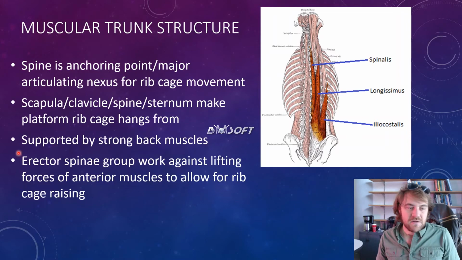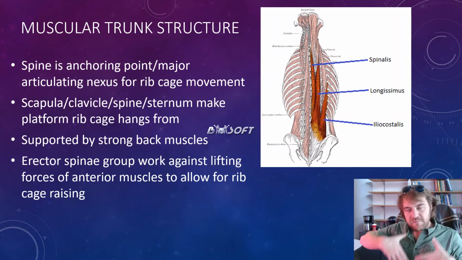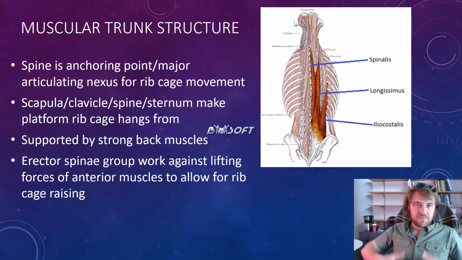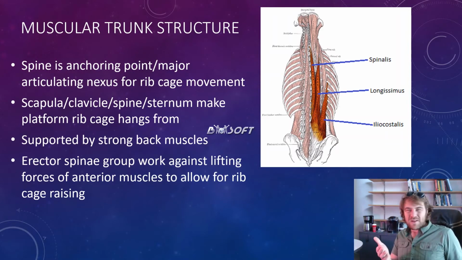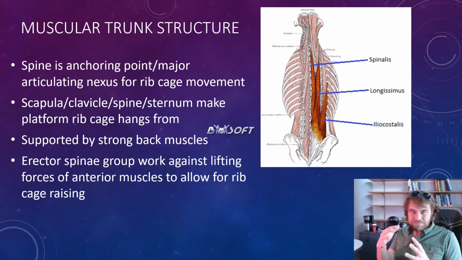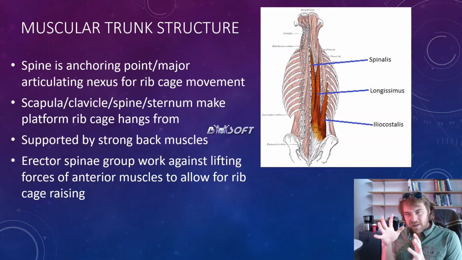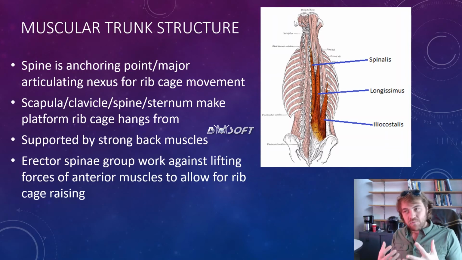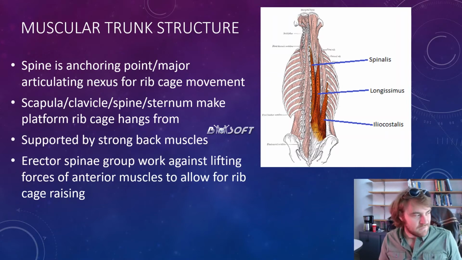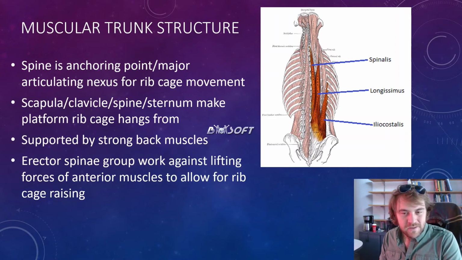But what you need to know is that those three form the erector spinae group, and they're going to work against all of the movements of the rib cage. When I say work against, I don't really mean that they're antagonists to that movement. I mean that they're going to provide structure so that that can all move. They're going to rigidize the back so that the rib cage can move. Totally lost a word there for a second.